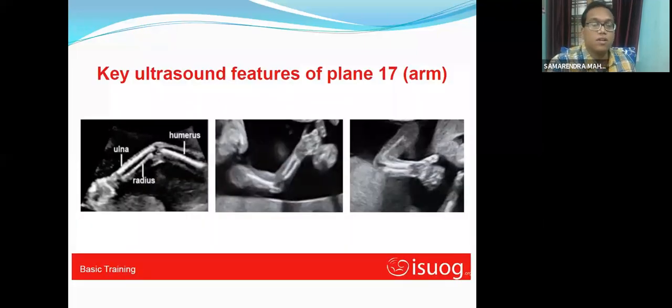So what are the key ultrasound features of plane 17? Plane 17 is for the evaluation of the upper limb. The left image is showing the proximal segment, the humerus, the middle segment, the ulna and the radius, and the distal segment, the hand. And the right image is showing the fetus with the open hand, and almost all the digits are countable from the thumb to the little finger.